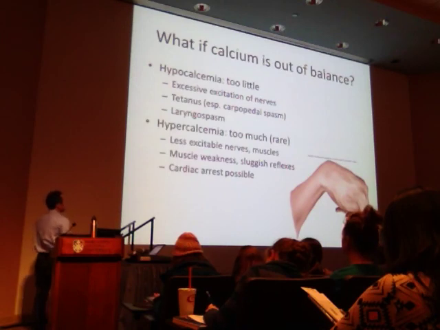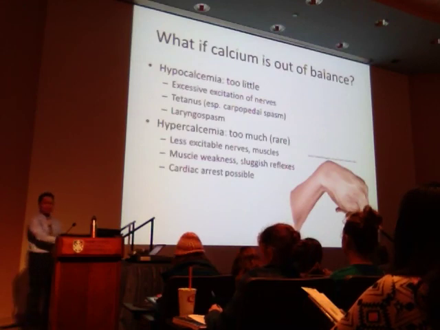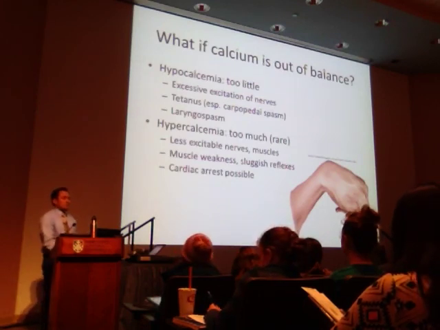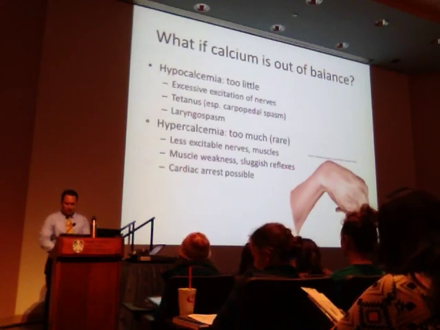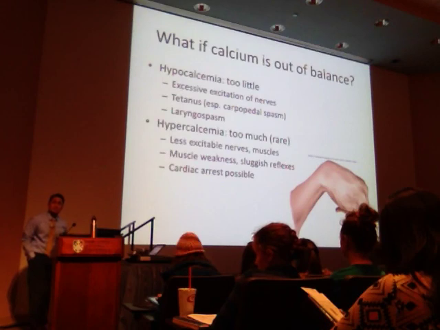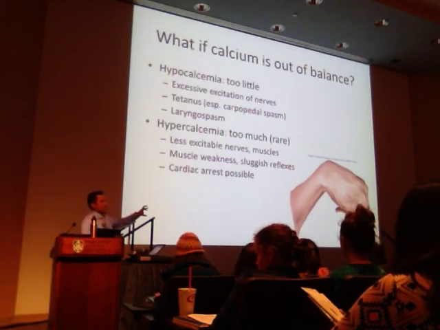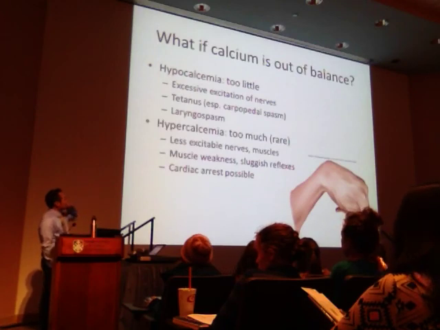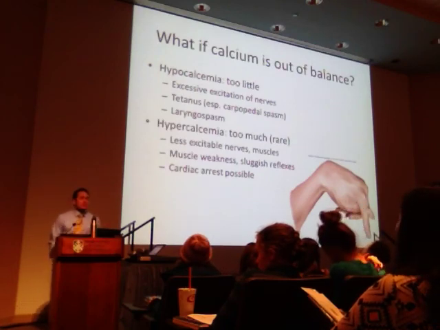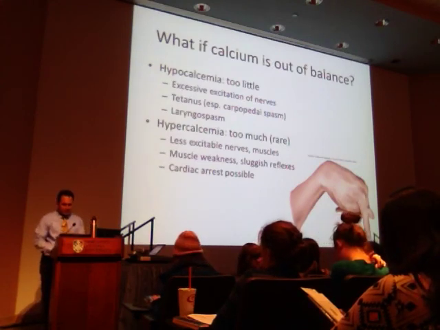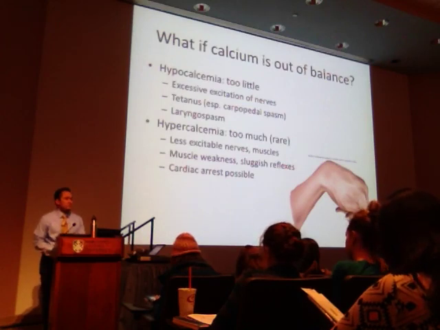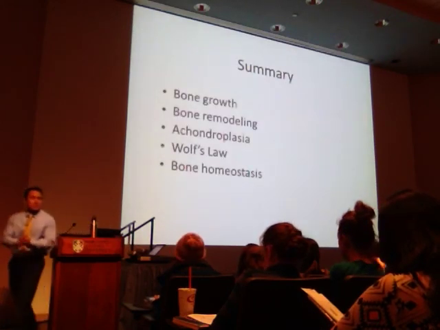Also, if you have too much, which is more rare, you actually have less excitable nerves and muscles. You get muscle weakness and sluggishness. And you could have cardiac arrest, because you're not stimulating the cardiac muscle to actually be firing. So the picture here is a carpal spasm for the top example. And the bottom one of hypercalcemia is too much. That's a much more rare condition because you usually regulate too much very carefully. So that wraps up this particular lecture.